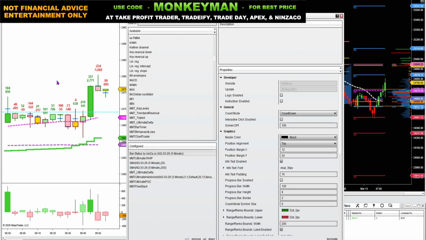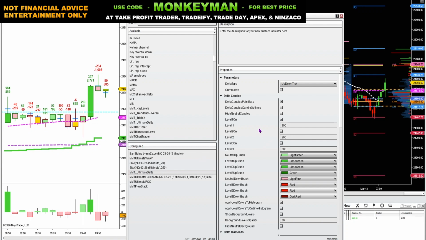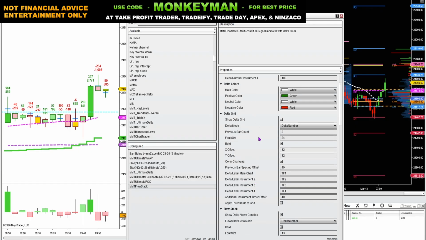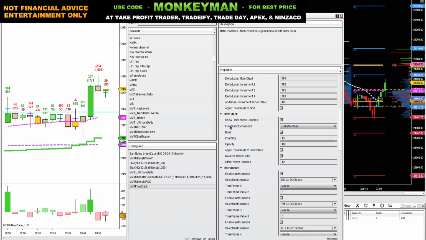On the 5 minute chart, I've got the bar status, ultimate VWAP, 20 and 250 SMA, the ultimate delta, the ultimate Heiken Ashi, ultimate POC, all with the same settings, except the ultimate delta has 300 for the level 1. And then I've also got the MMT flow stack, and I am not using any of the amazing features of the flow stack except for the delta above candles.